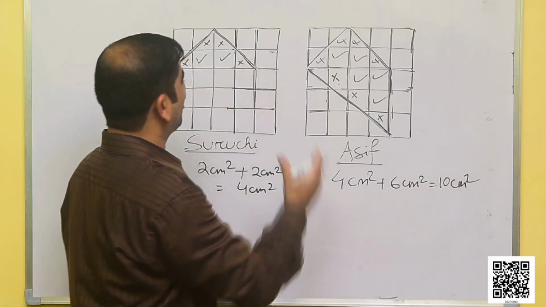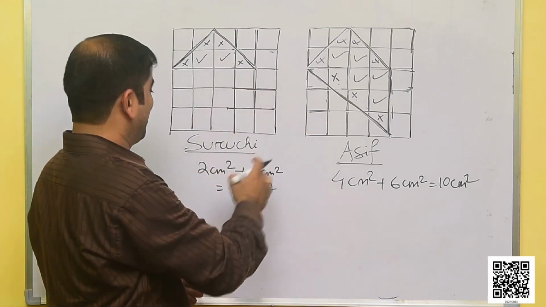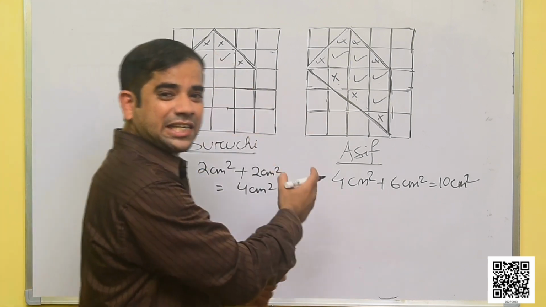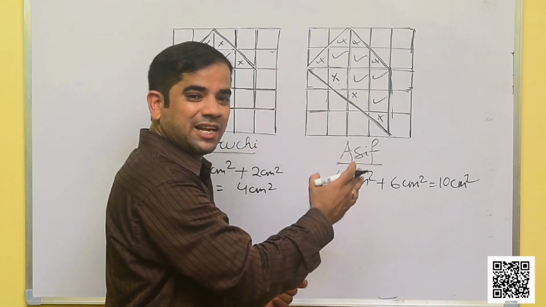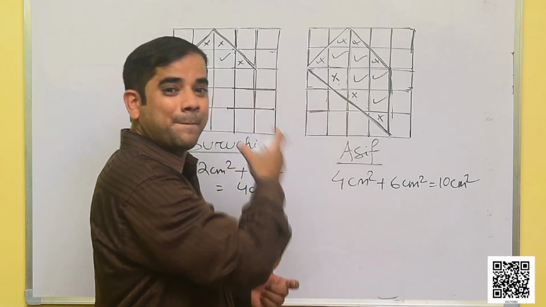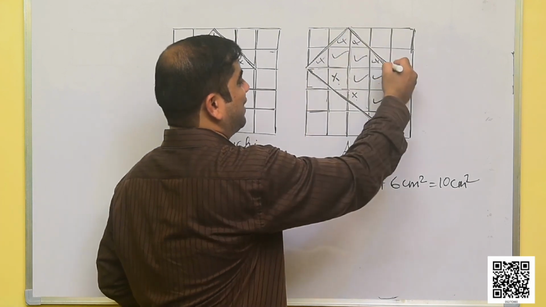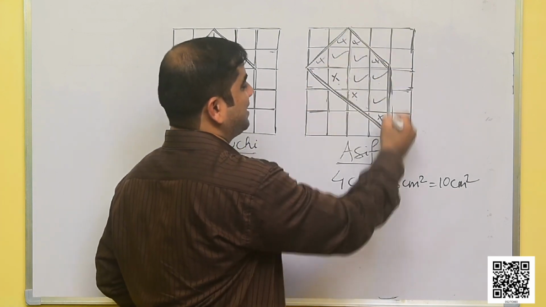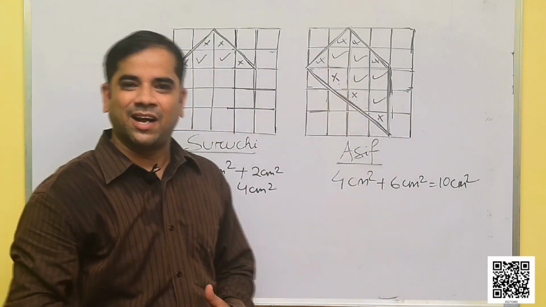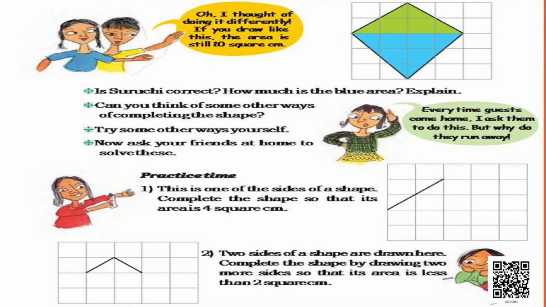So here we go. Suruchi has an area of 4 centimeter square. Asif has drawn 2 more lines and joined with the lines drawn by Suruchi, which gives us an area of 10 centimeter square. Understood? So students, in the next page, it's practice time for you.